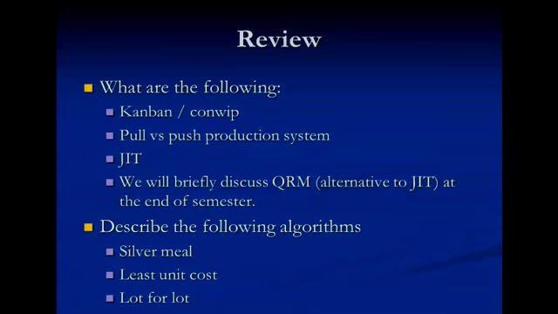So Kanban is a way of controlling a manufacturing system that basically states you have a fixed amount of inventory at the station, or counting the call to the previous station for parts. Just in time is a management philosophy that focuses on minimizing inventory, and one of its tools is Kanban and Conwip. And we'll briefly discuss QRM as an alternative to just in time at the end of the semester.